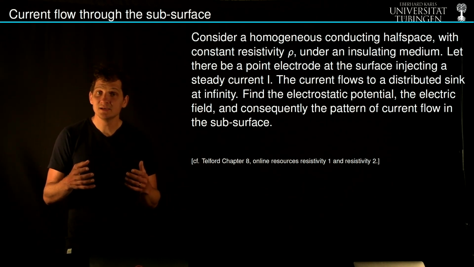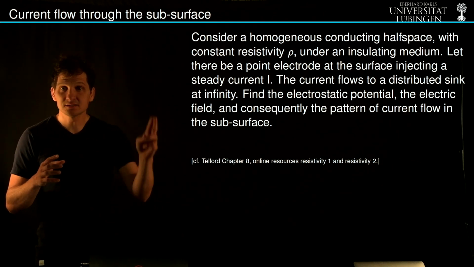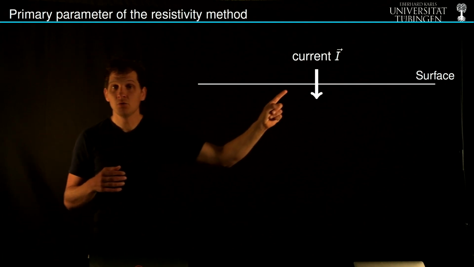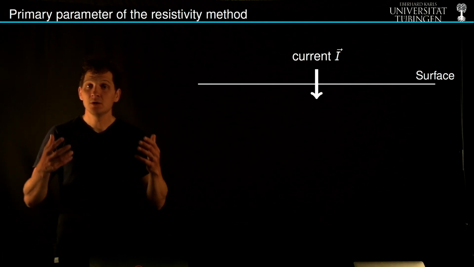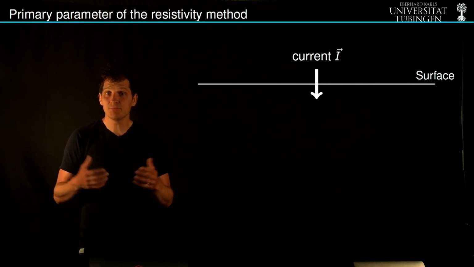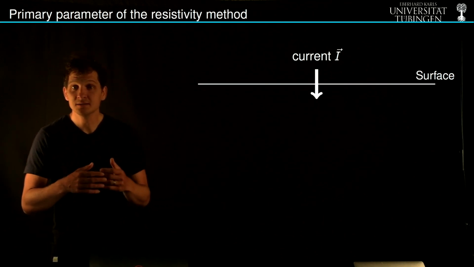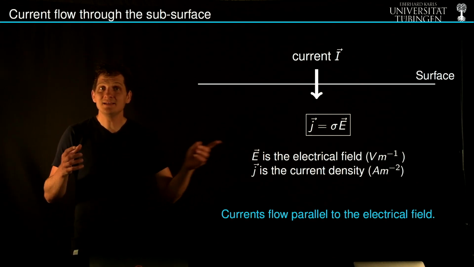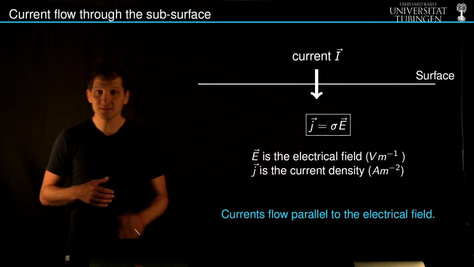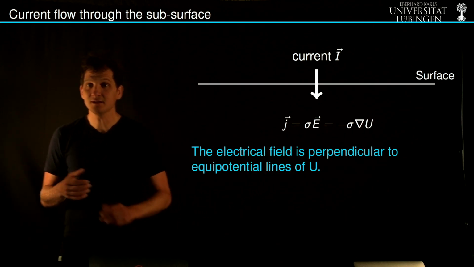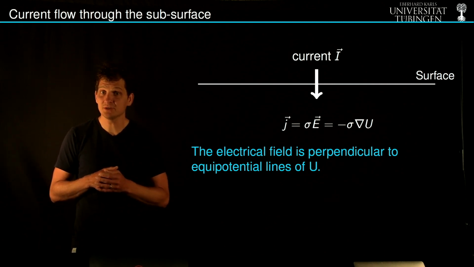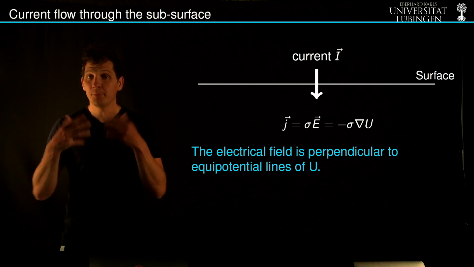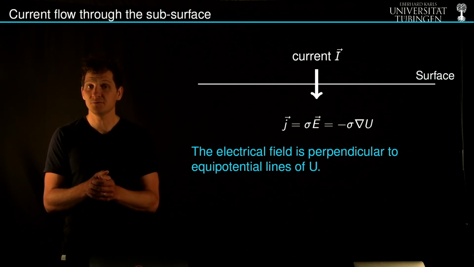Now the task is to derive the current flow lines for this system, so let's go. We have a surface and one electrode. The amount of current I that enters the subsurface at this point is known and we can control it. So what else do we know? Well, Ohm's law is valid. And instead of the electrical field, we can use the gradient of the yet unknown electrical potential U. The electrical field vectors will be oriented perpendicular to the equipotential lines of U.